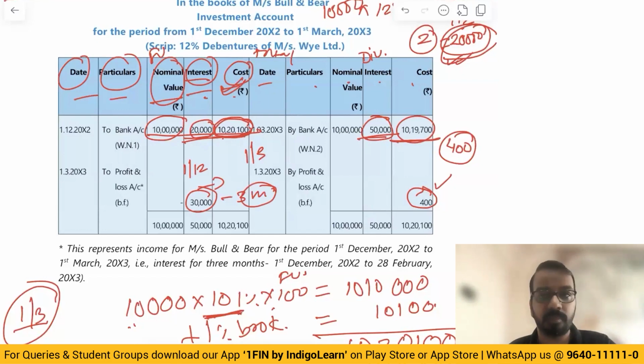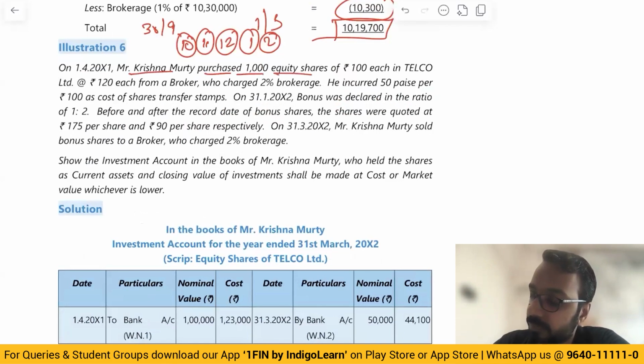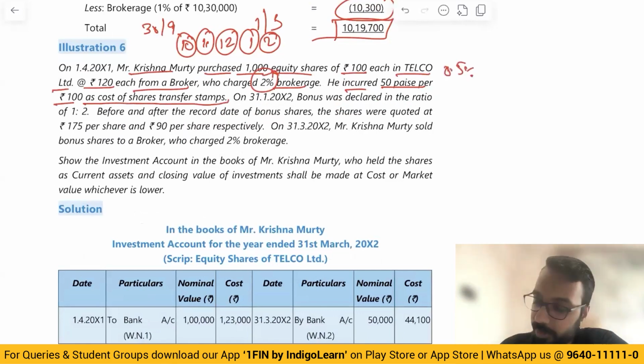Any question here? Let's look at this one. On 1st of April, Mr. Krishnamurthy purchased 1000 equity shares of 100 each in Telco Limited at 120 from a broker who charged 2% brokerage. He incurred 50 paise per 100 as cost of share transfer stamps. Okay, so basically what it means, 2% brokerage we paid and 0.5% stamp duty we paid. On which value?